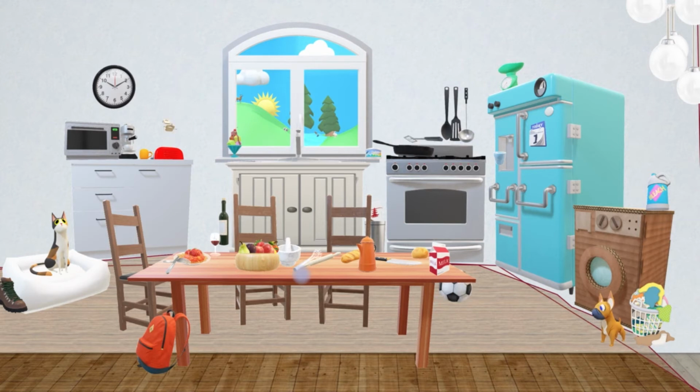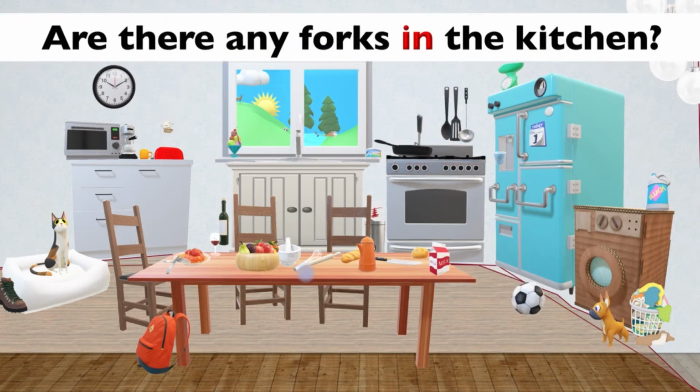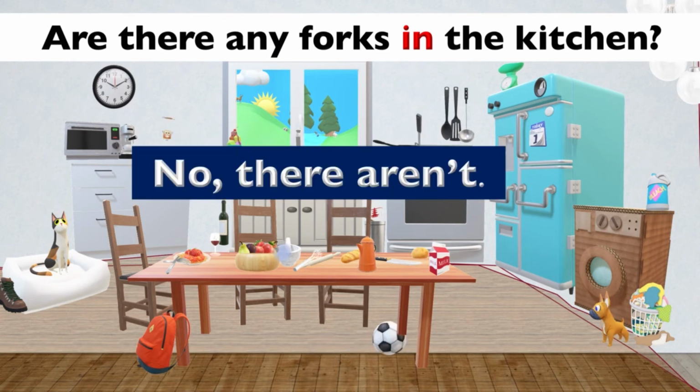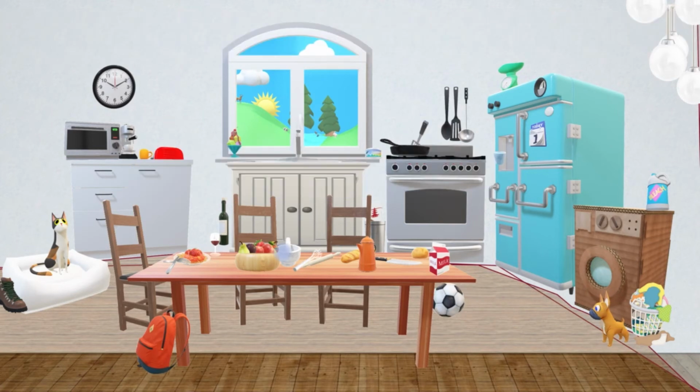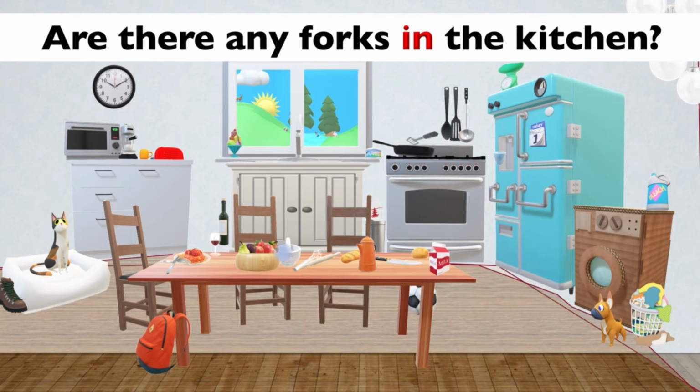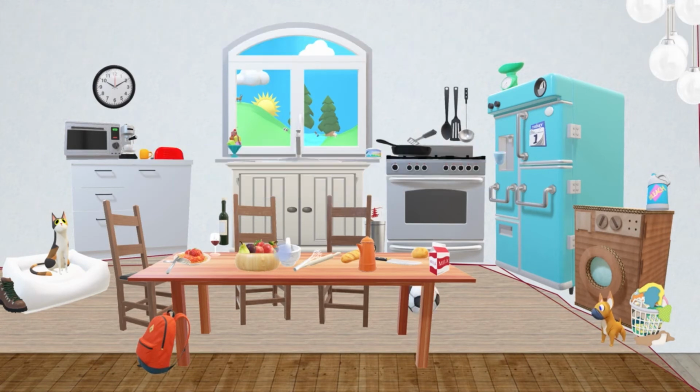So I'm just going to ask Yonghee, or Yonghee's going to ask me a question. Are there any forks in the kitchen? No, there aren't. There aren't any forks. You can't see any forks, so there are no forks in the kitchen. So, Yonghee, do you want to ask any other question? Are there any people in the kitchen? No, there are no people in the kitchen.